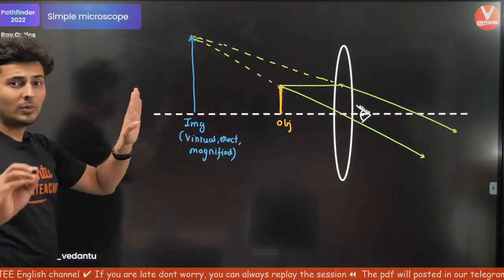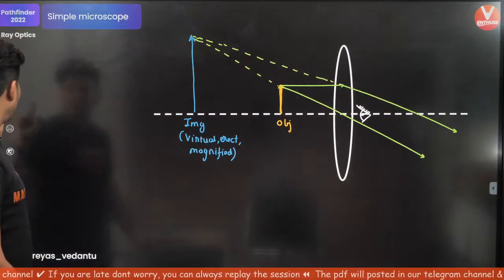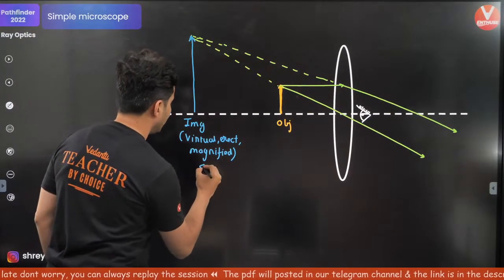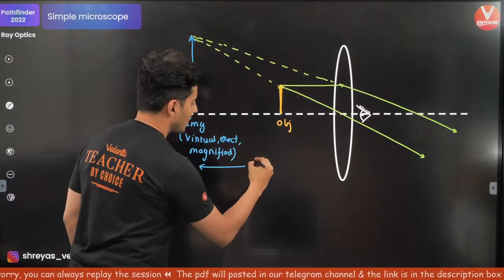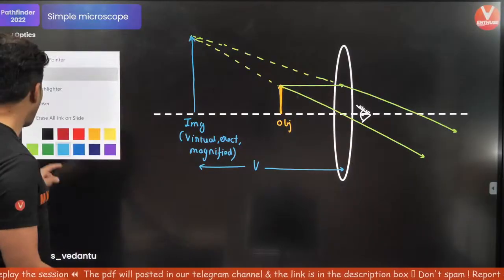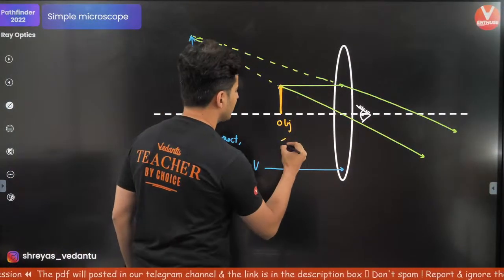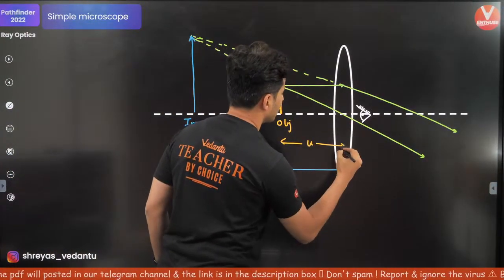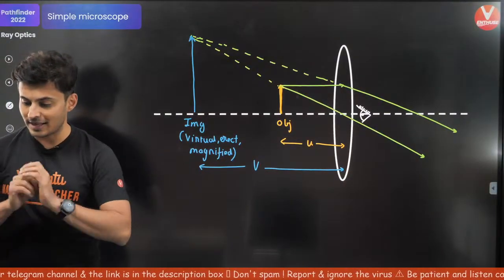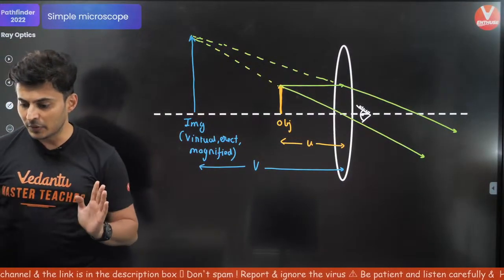Now, let's talk about the magnifying power. Before that, let me mark the distances as well. Observe that this will be your image distance, and over here, this will be your object distance. I hope you can see that. Everybody clear about this? Very good.